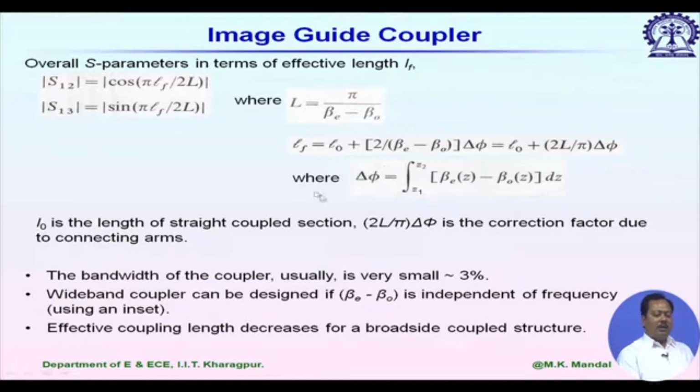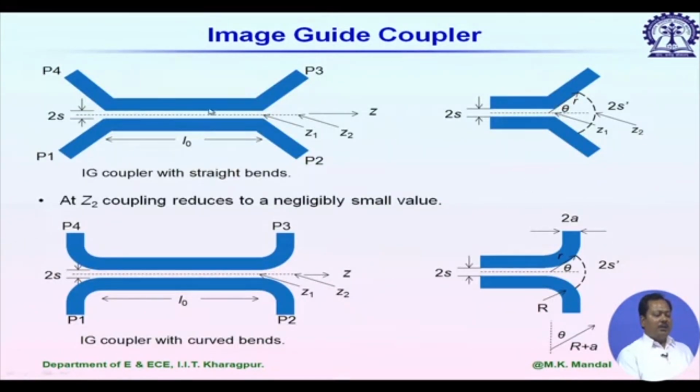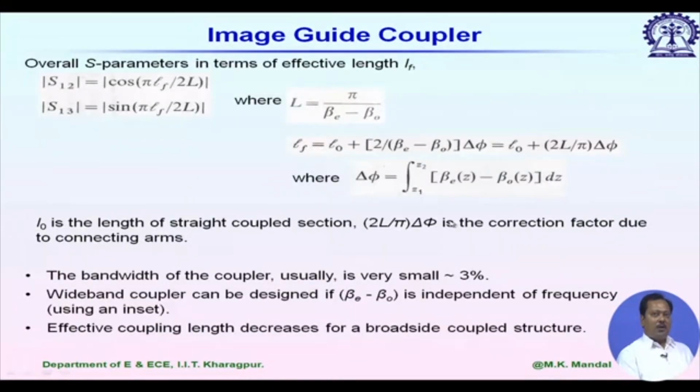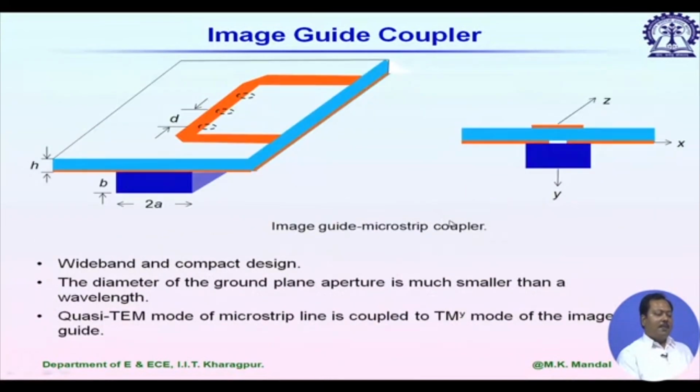But the problem of this coupler is that the bandwidth is very small, typically 3% or even less than that. But wideband coupler design using multi sections and some sort of inset is possible. The effective coupling length decreases for a broadside coupled structure. Here we are using side by side coupled structure. So, if one is above another one, in that case we have higher coupling level.